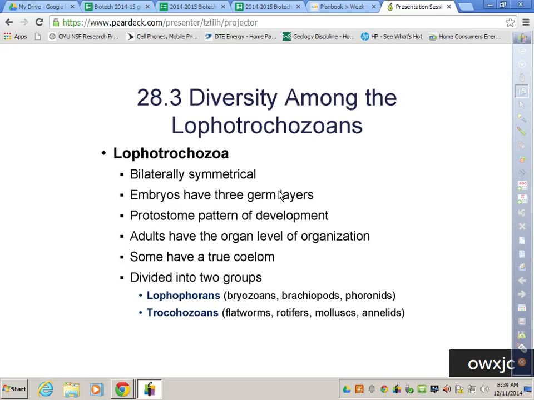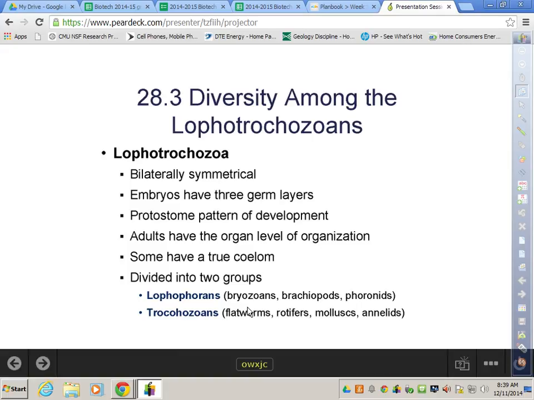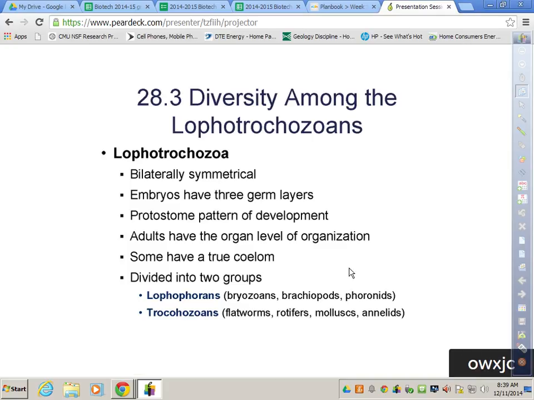Of the main group, Lophotrochozoans, right? We sound like we're talking in Klingon here, don't we? All right. So the bryozoans, the brachiopods, and the phoranids is what we're talking. We'll look at each of those, and then of course the trochozoans are the flatworms, rotifers, mollusks, and annelids. Now the annelids are kind of interesting. Mollusks are snails, right?